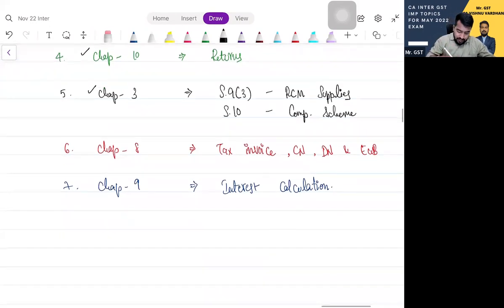Chapters 8 and 9 are also chapters where every attempt they test theory questions. Chapter 8 is a very small chapter, and chapter 9 is also very small. In chapter 9, I'm not asking you to go through the entire chapter. Please make sure you go through the interest calculation.